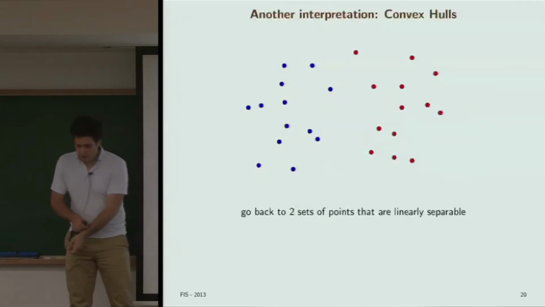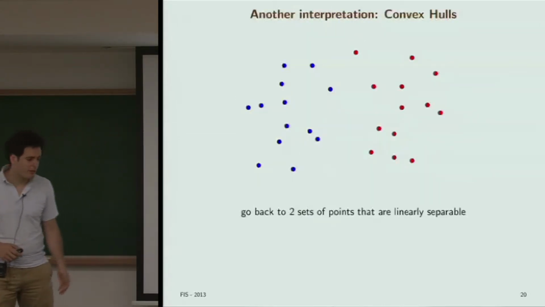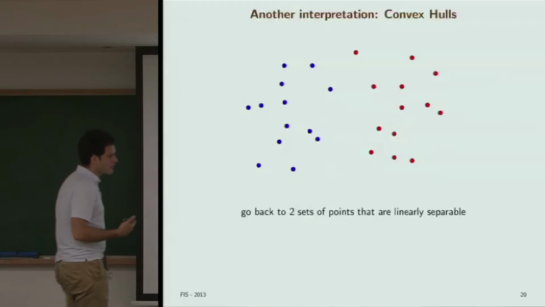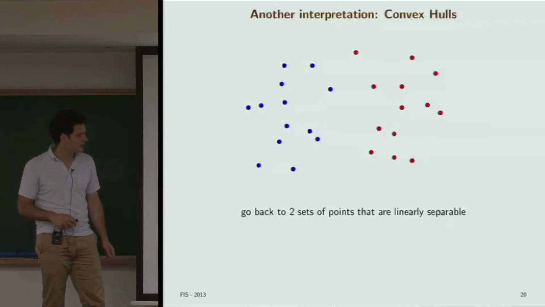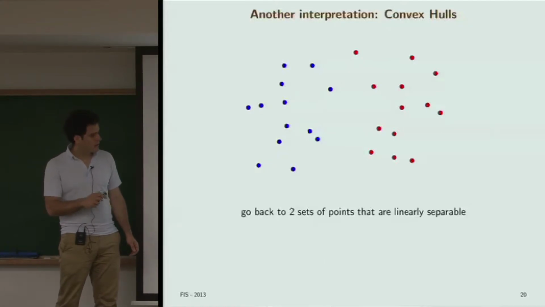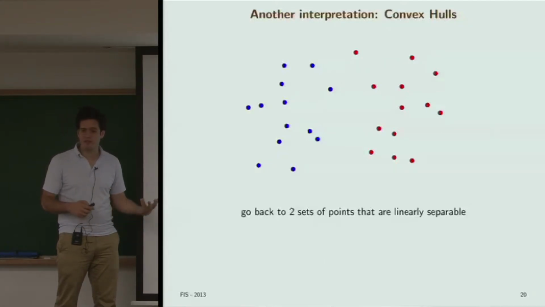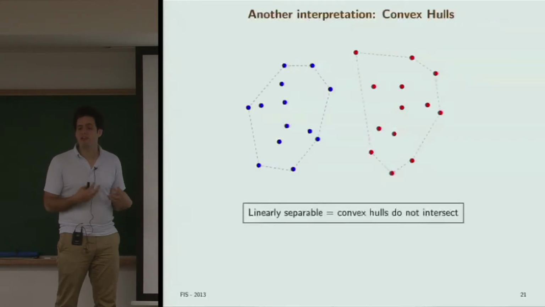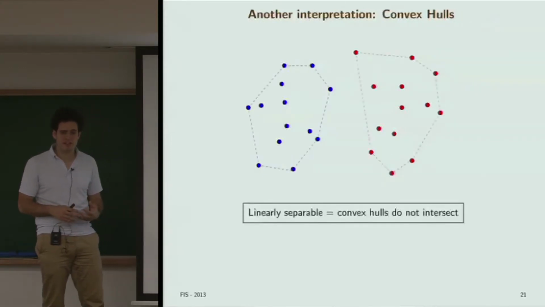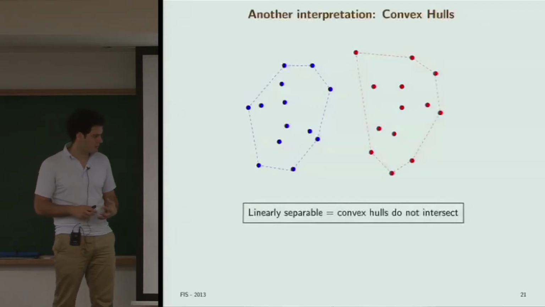So remember, I think you probably remember this, so we'll go fast. There is another interpretation of the SVM in geometric terms, which is quite nice. Imagine that we have blue points and red points, which are sets which are linearly separable, meaning that their convex hulls do not intersect. This is the definition of linear separability for sets of points.